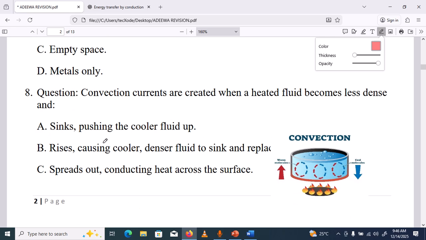Okay. Question 8. Convection currents are carried when a heated fluid becomes less dense. So basically, if you look at this image here, the particles below would rise up, while the one on top, which is cold, would go below. So it's forming some kind of a circle. So the fluid becomes less dense and rises, causing cooler, denser fluid to sink and replace them. That would be the right answer.